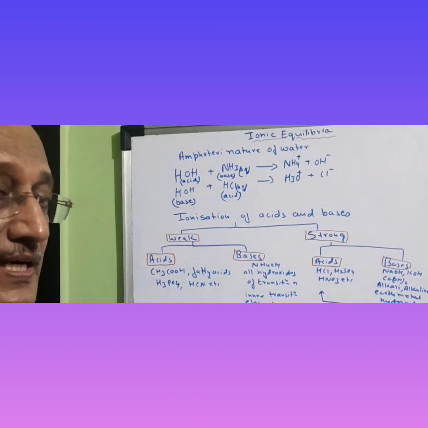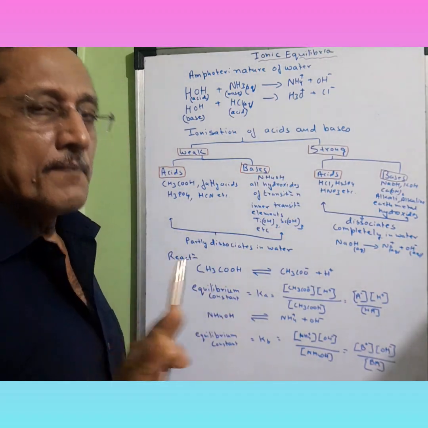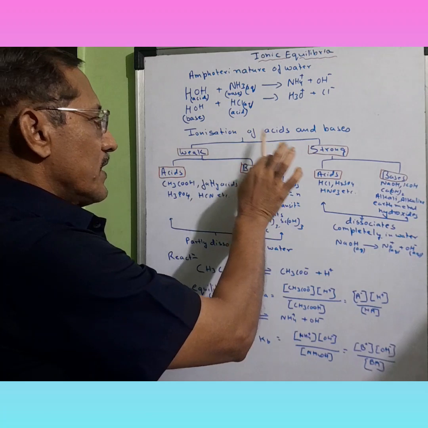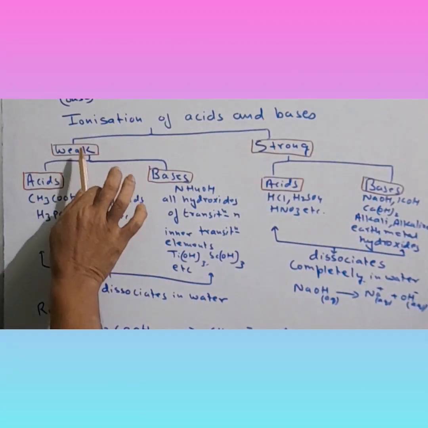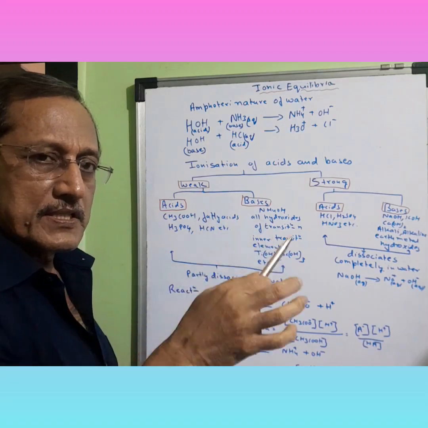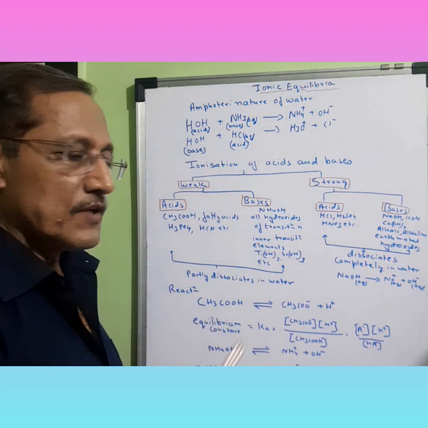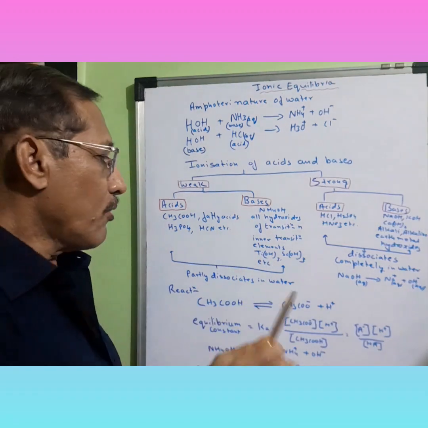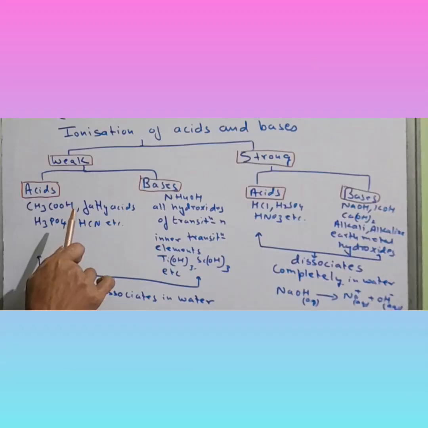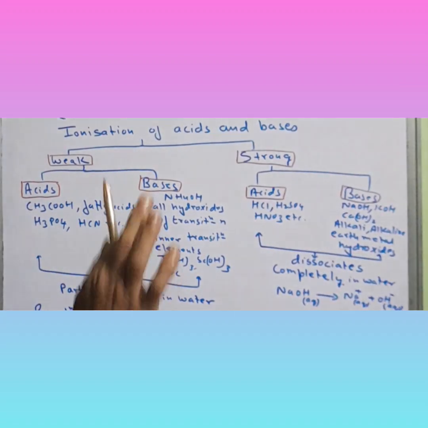Fine. Now before getting into ionization of acids, my main concept will be the equilibrium constant. But before getting into the equilibrium constant, we have got to understand ionization of acids and bases. Now it can be divided into weak and strong. In weak acids, some examples are all fatty acids: lauric, myristic, palmitic, stearic, oleic, linoleic. Or if you talk in terms of methanoic, ethanoic, propanoic, butanoic, all those fatty acids are weak acids. Along with them, phosphoric acid, hydrocyanic acid, and many more such acids are weak acids. You should be aware of it.